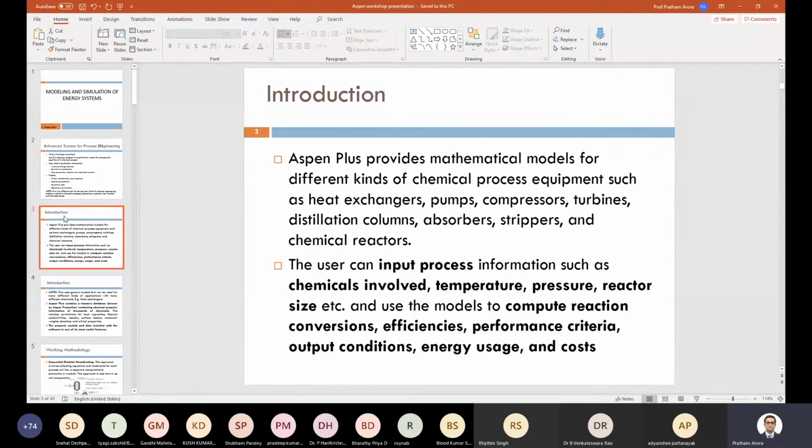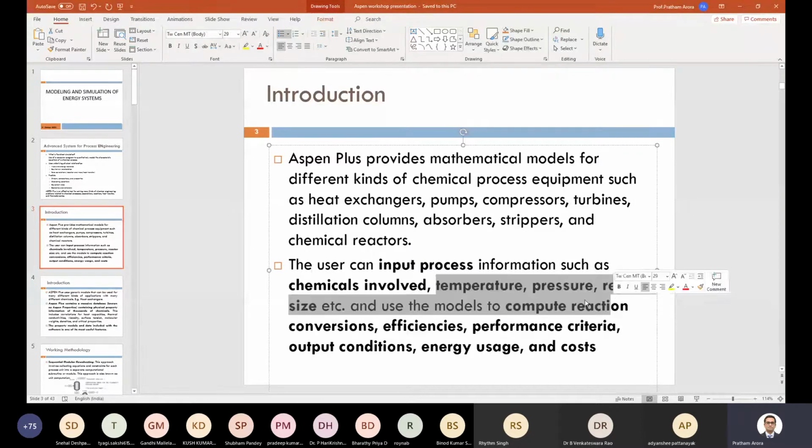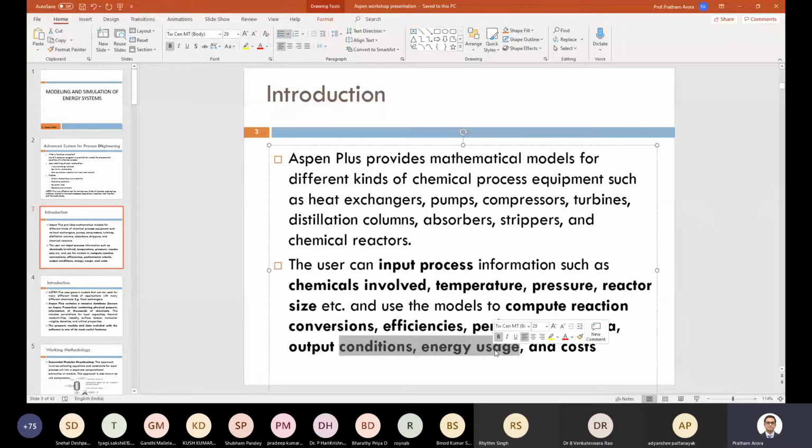We can do similar things in software like MATLAB, but in that case, we have to write the mass and energy balance for each equipment separately, and that would consume a lot of time and also be computationally very expensive. In this particular software, the user can input temperature, pressure, and the reactor size, and it will compute the conversion, the efficiencies, the performance, the output conditions, the energy use, and finally, the cost.